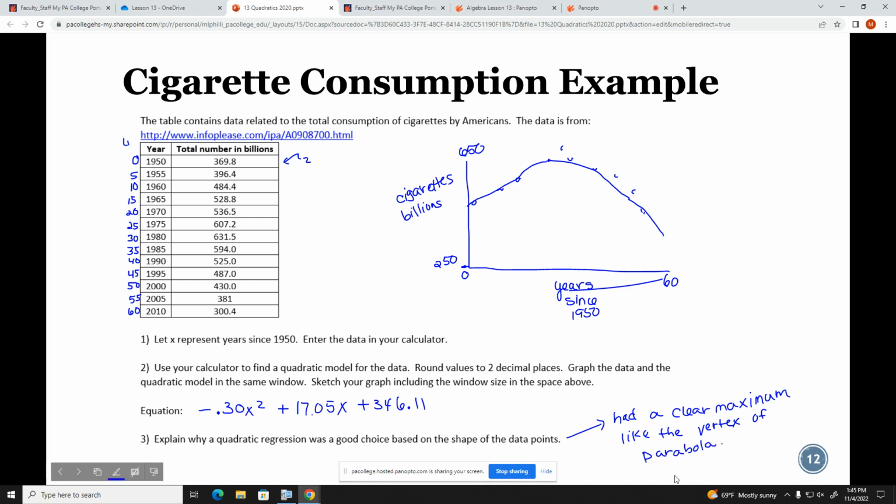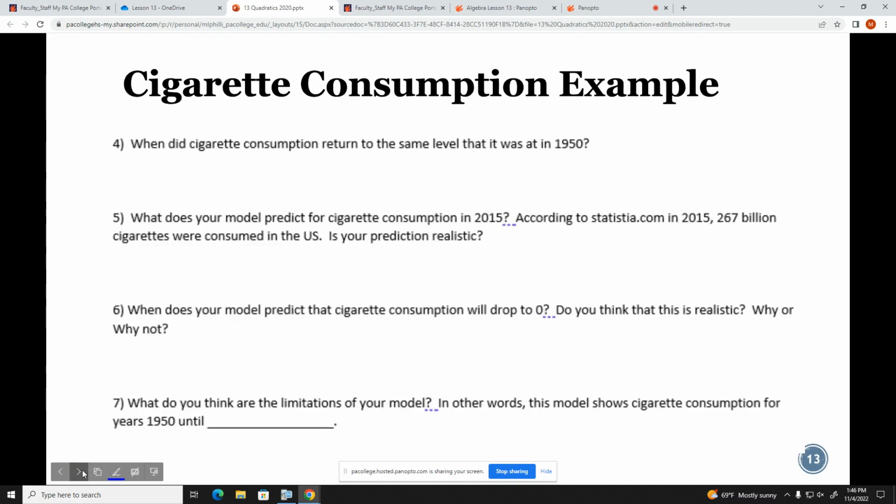And with your Google Slides, you're going to be looking for something that either has a clear maximum or a clear minimum, because all the parabola shapes have that maximum or minimum. We have either the U or the N shape. In this case, we have more of the N shape. So we had a concave down shape, and we had both increasing and decreasing data, so it really fit all of the trends. Our next question is to predict when cigarette consumption returns to the same level it was in 1950.